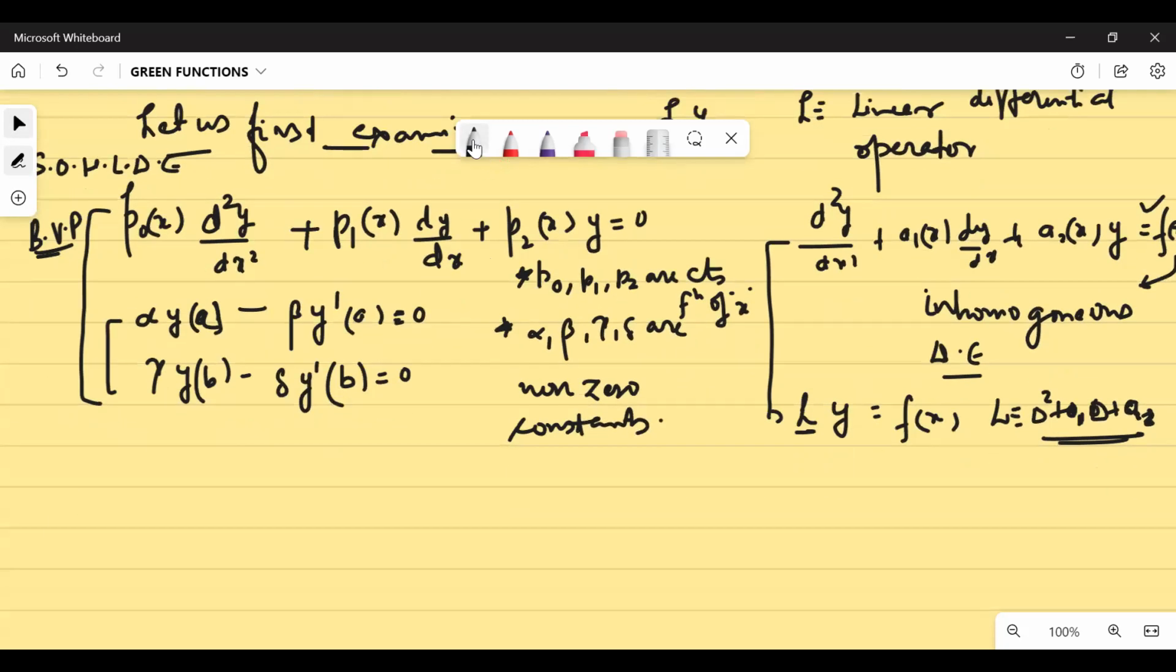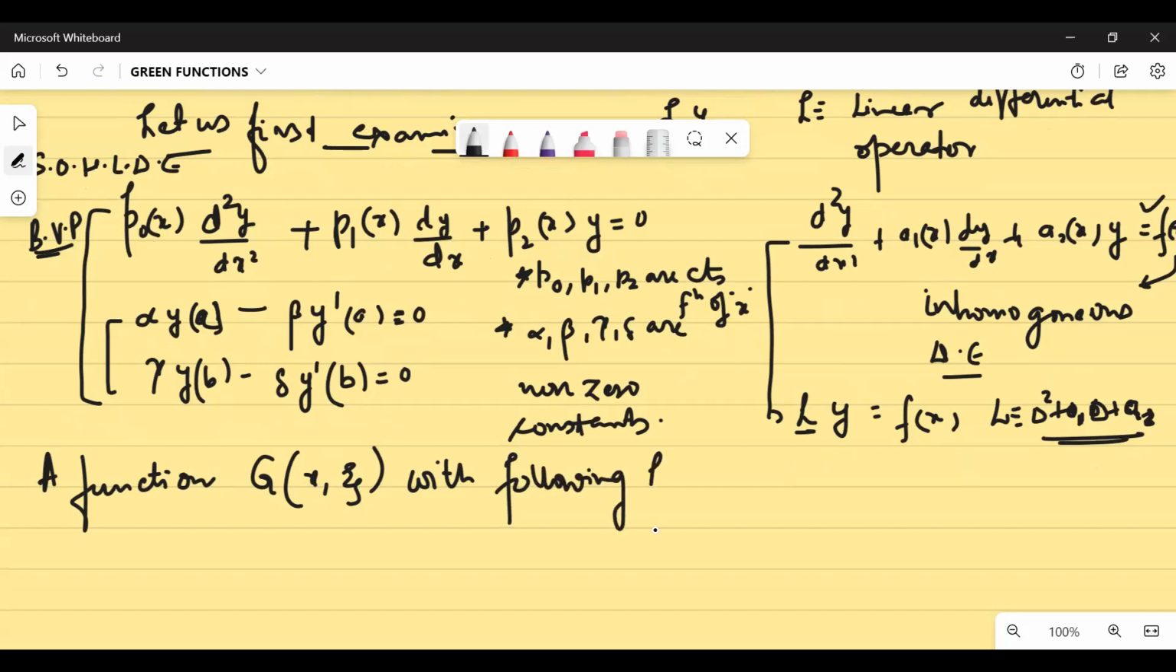Now we say that there is a function g(x, zeta) with the following properties. And this particular function g is called your Green's function. We'll see the physical motivation in quite a while, in a few lectures later, when I will try to develop that for you. But right now, just try to solve the boundary value problem using a prescription that I'm giving to you.